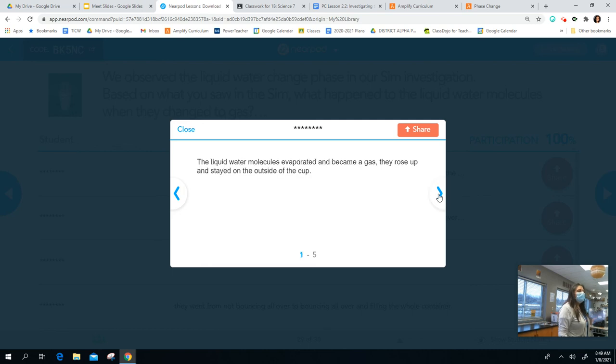Awesome job. The liquid water molecules evaporated and became a gas. They rose up and stayed on the outside of the cup. So this is what we saw. This is the macro scale. Okay, that's what we saw with our naked eyes. I wanted you to think on the molecular scale about what those molecules were doing.